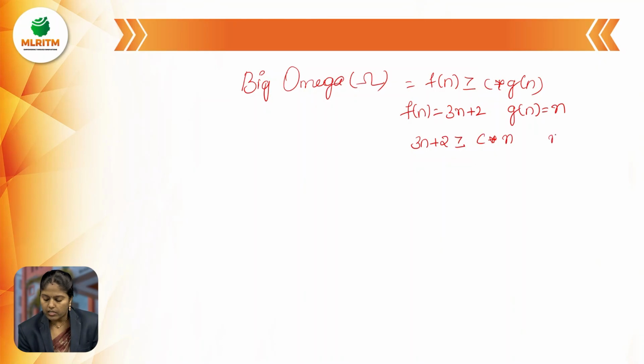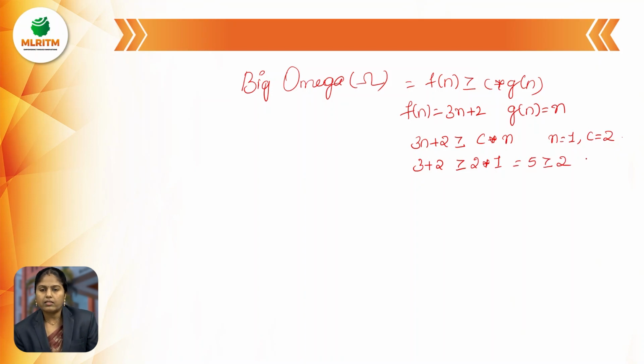Now we take n equal to 1 and c equal to 2. Let us check: 3 into 1, that is 3, plus 2, greater than or equal to 2 into 1. Then we get 5 greater than or equal to 2. Is this condition satisfied? Yes, the condition is satisfied. Why? Because there are two symbols, greater than and equal to, and we have to check which condition is going to be satisfied.